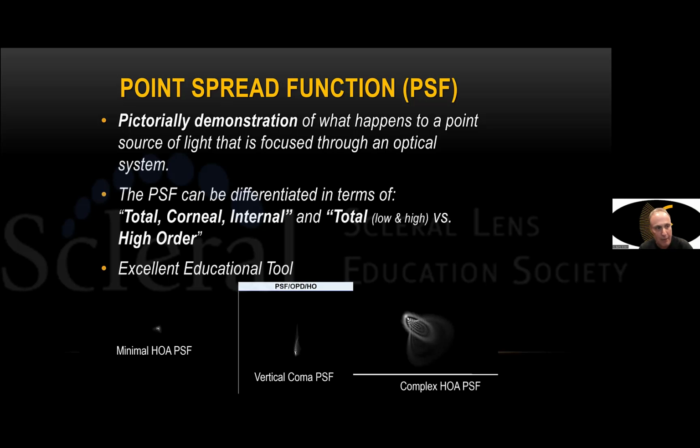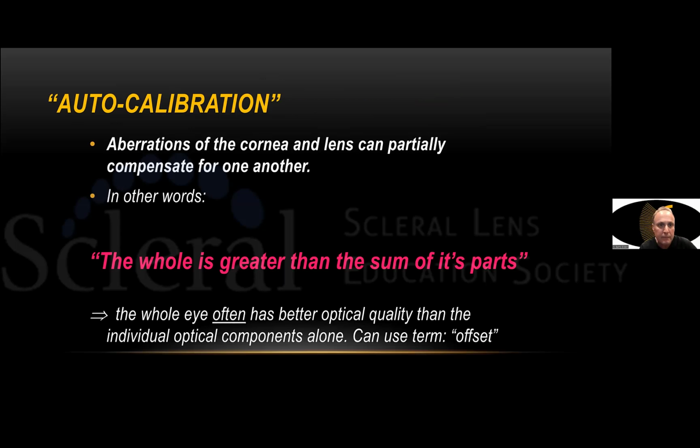So if I see, for example, it's broken down into total, anterior corneal, and internal, and I see those all being close to a small point of light, I know that there are no high order aberrations existing. I don't have to look at the numeric RMS values. I can see what they are right off the bat pictorially.